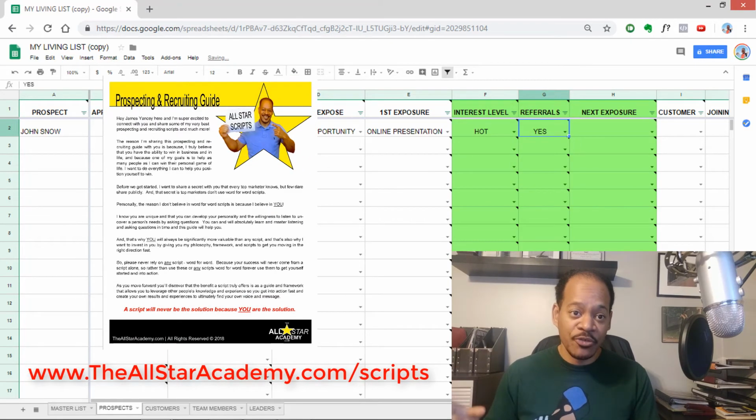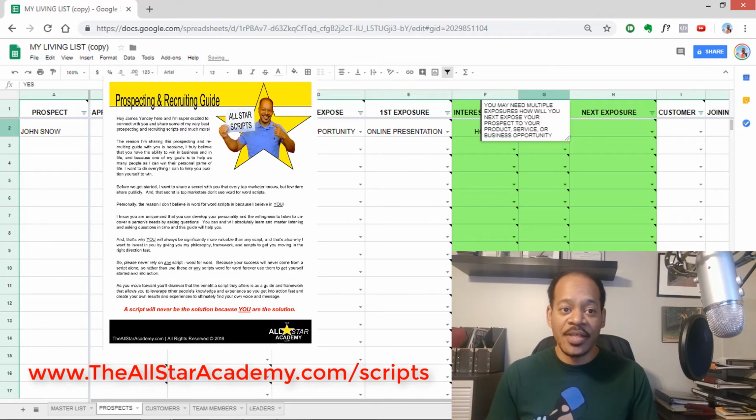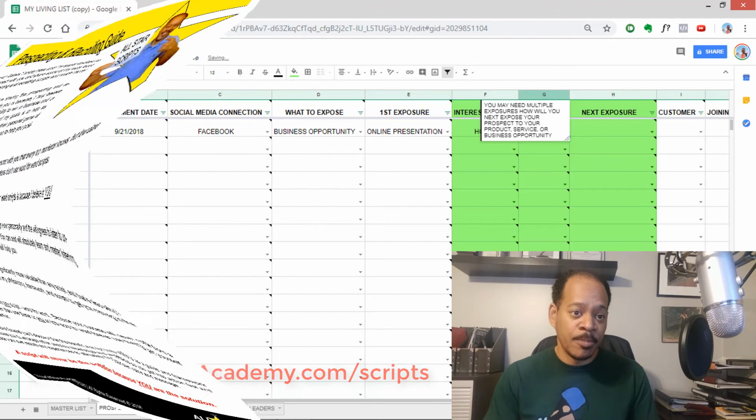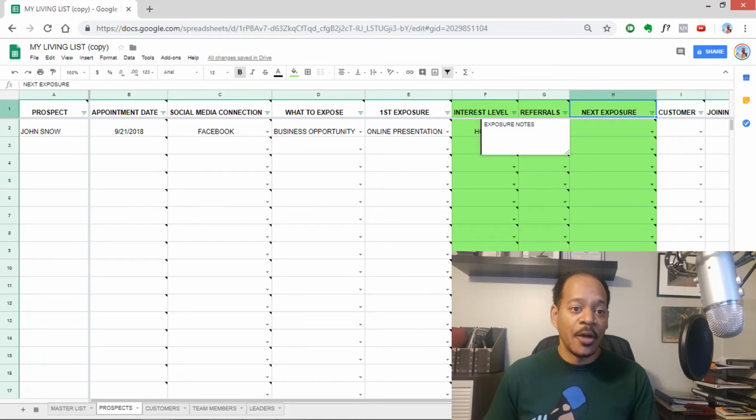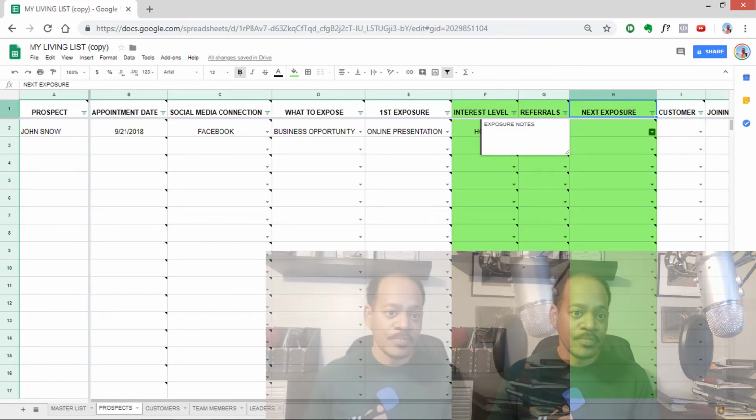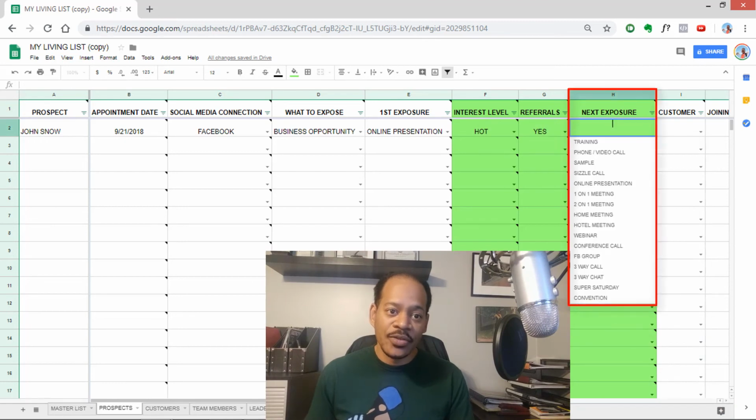Because I want you to really remember, recruiting is a process, not an event. And because of that, we may need more than one exposure. So you need to be prepared to track your next exposure, and if your prospect has had multiple exposures, we can track those in our notes. We can even take notes on how the exposure itself went if something happens that we need to recall later on. So as you can see, we've got all the same exposure options as before, except we've added one, training.